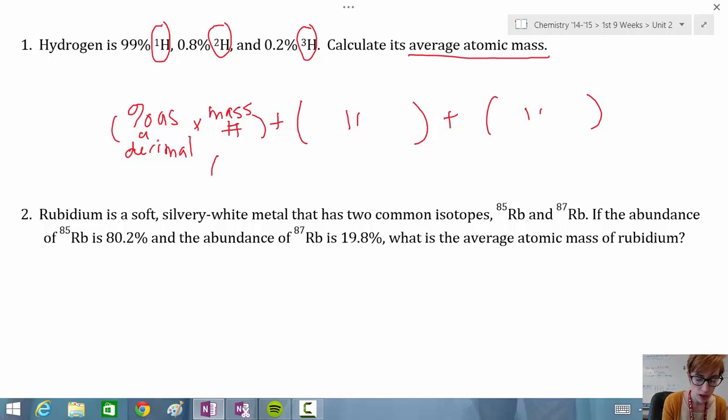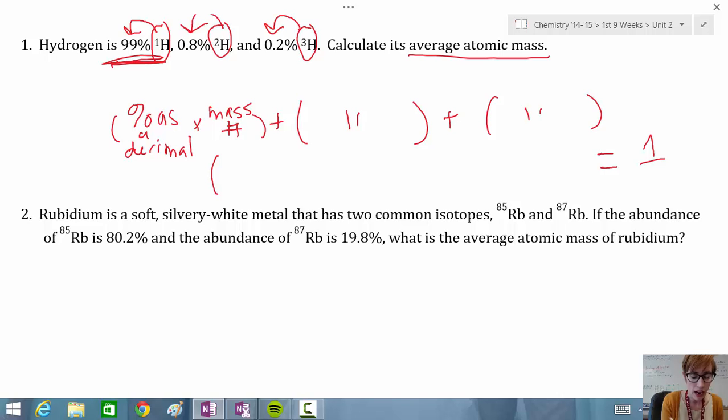What are my 3 isotopes? Hydrogen 1 is 99% abundant, hydrogen 2 is 0.8% abundant, and hydrogen 3 is 0.2% abundant. Just by looking at these, I can tell that hydrogen 1 is the one I have the most of. So I can guess that my answer should be closer to 1 than it is to 2 or 3, because I don't have a lot of 2 or 3.